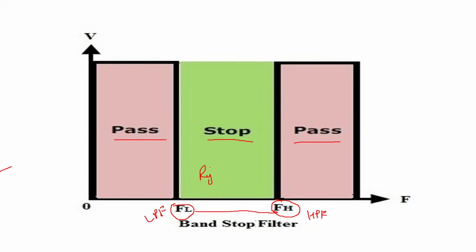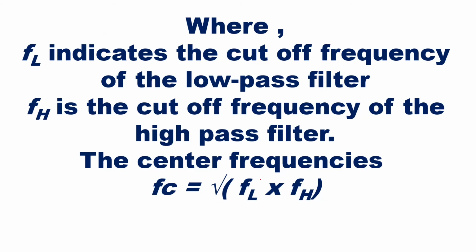So this is rejected, or it is not allowed, it is stopped, or it is eliminated. Based on any term we use, we can call it a band stop filter, band reject filter, or band elimination filter, where FL indicates the cutoff frequency of the low pass filter, as I've told you earlier. FH is the cutoff frequency of the high pass filter, and the center frequency FC is equal to the square root of FL into FH.